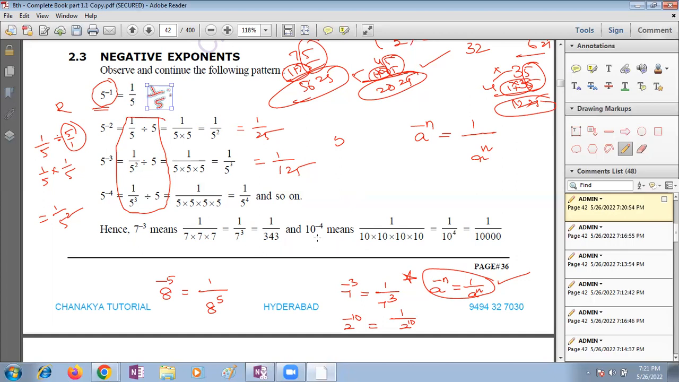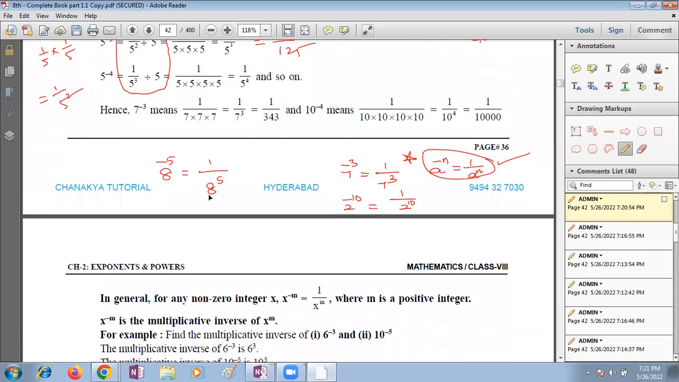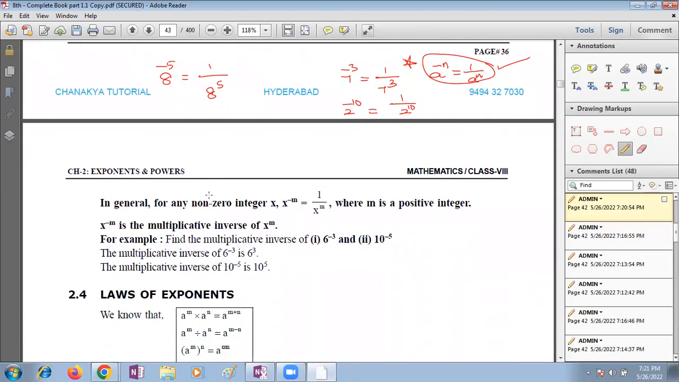And 10 to the power minus 4 means 1 by 10 to the power 4. Nothing, children, only the pattern expression was given. General rule: x power minus m can be written as 1 by x power m. So what is the multiplicative inverse of x power minus m?